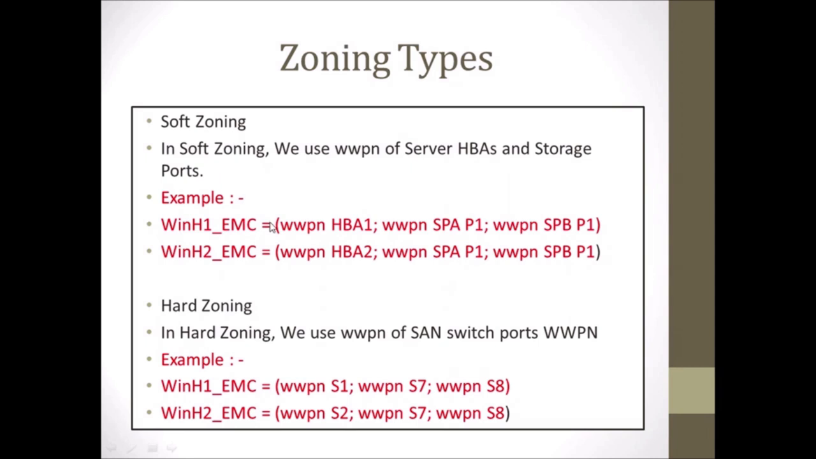Okay, so in this example, you can see we have used the WWPN number of the HBA and the storage ports. When we use these ports, we call it soft zoning. 100% we go with soft zoning only; we don't go with hard zoning. But this is also one of the important interview questions: what is soft zoning and hard zoning?